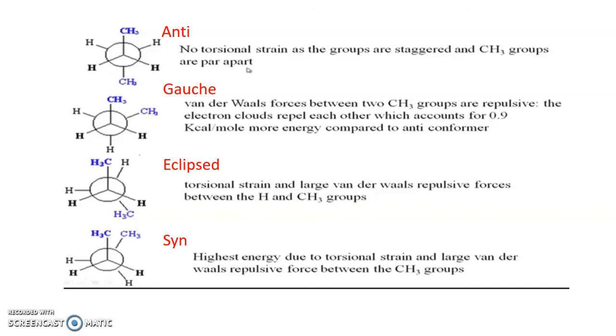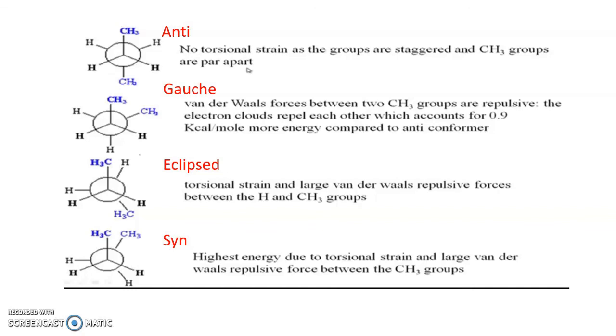Now in the eclipsed, again there will be torsional strain and van der Waals repulsive force between the methyl group and the hydrogen. So they will have higher energy than gauche and anti. And when you come to syn, that's the highest energy conformation of n-butane, wherein the torsional strain is high, the van der Waals repulsive force will be there, the steric strain will be there. So all these three factors make the syn conformation the least stable conformation.